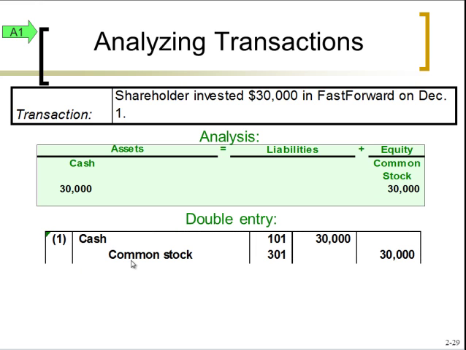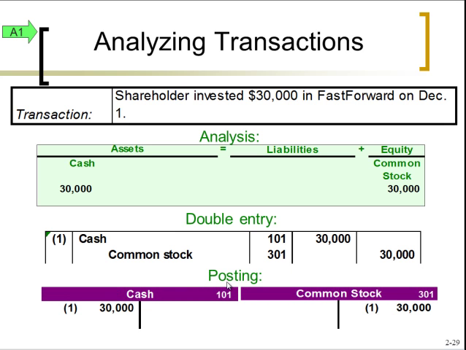The journal entry for this would be a debit to cash, because cash is an asset and has a normal debit balance, and we want to increase it with that same normal balance. Common stock is an equity account. It has a normal credit balance, so we want to use the $30,000 on the credit side to increase that. Now posting, we would pull each of those pieces down. So the debit for $30,000 to cash goes down to its T account. The credit for $30,000 to common stock goes to its T account on the credit side.